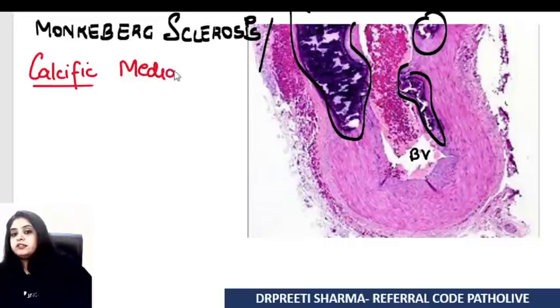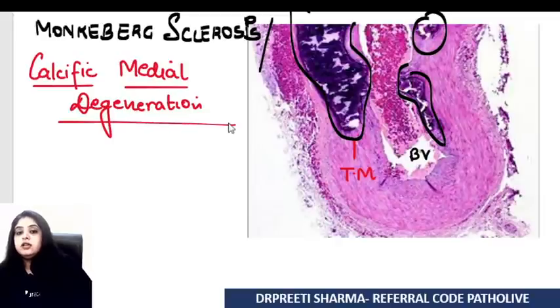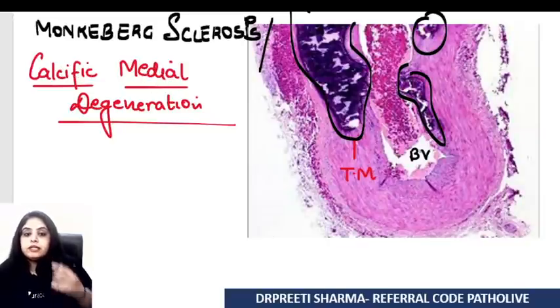Medial, because where is that calcium seen? That calcium is seen here in the tunica media. And the third word is degeneration. This is known as calcific medial degeneration because it's a degenerative old age kind of phenomenon where in the tunica media of the blood vessel you see calcium. So again, that's another very important thing that they ask you in the exam.